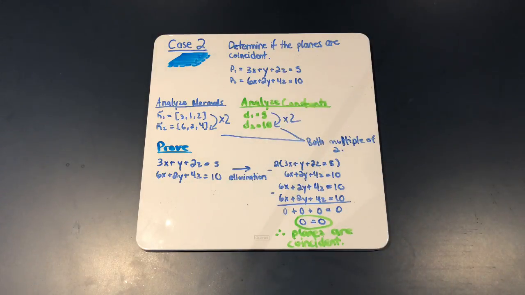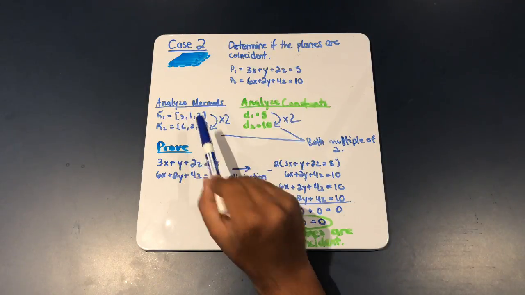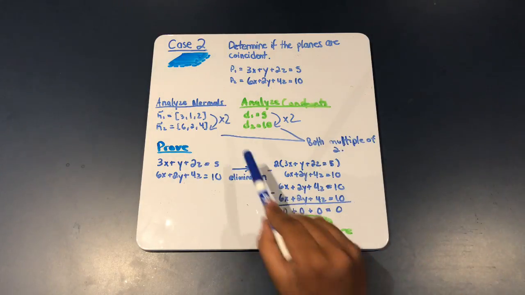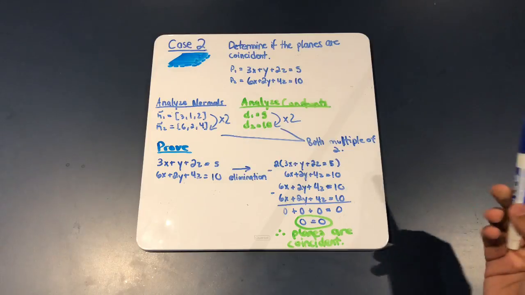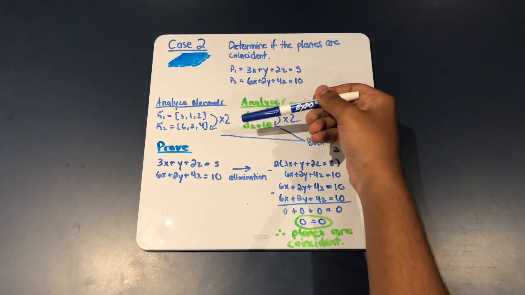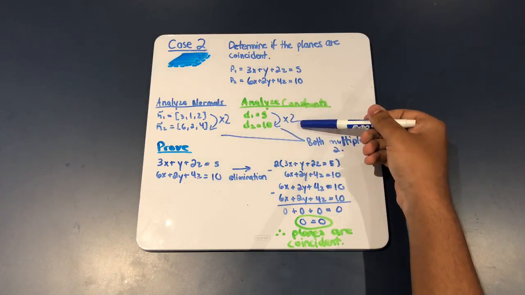What we can do first is analyze the normals here. Normal 1 equals 3, 1, and 2, and normal 2 equals 6, 2, and 4. Just looking at this, we can see that it is a scalar multiple of 2. What we can also do then is analyze the constants. Looking at d1, it equals 5, and looking at d2, it equals 10. We can also determine that it is a scalar multiple of 2.